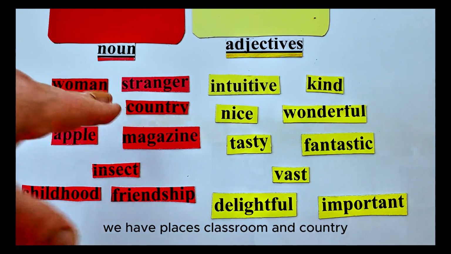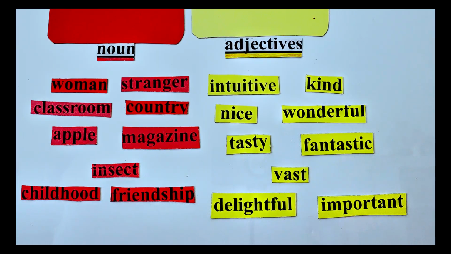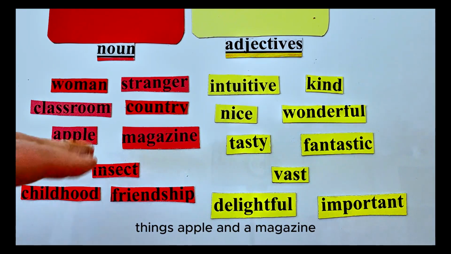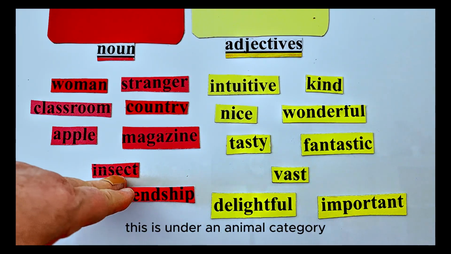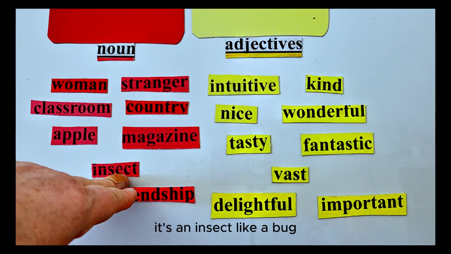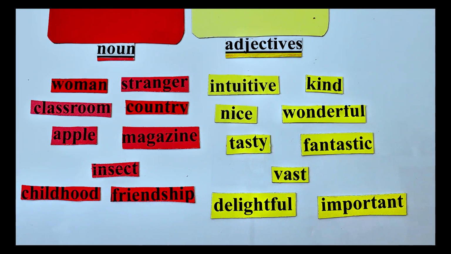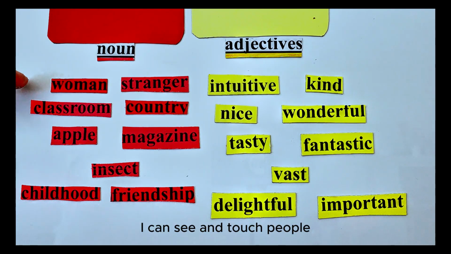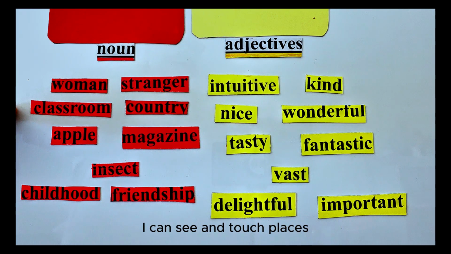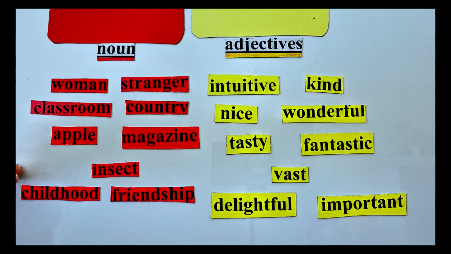We have places, classroom and country. Things, apple, and a magazine. This is under an animal category. It's an insect, like a bug. And then we have ideas, childhood, and friendship. I can see and touch people. I can see and touch places. I can see and touch things. I can see and touch animals.